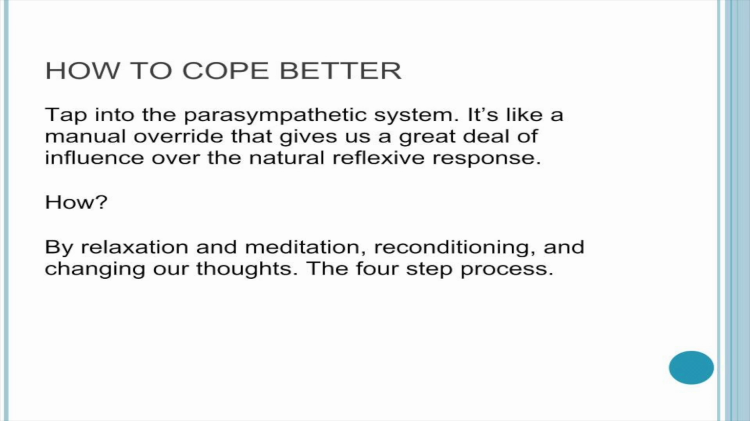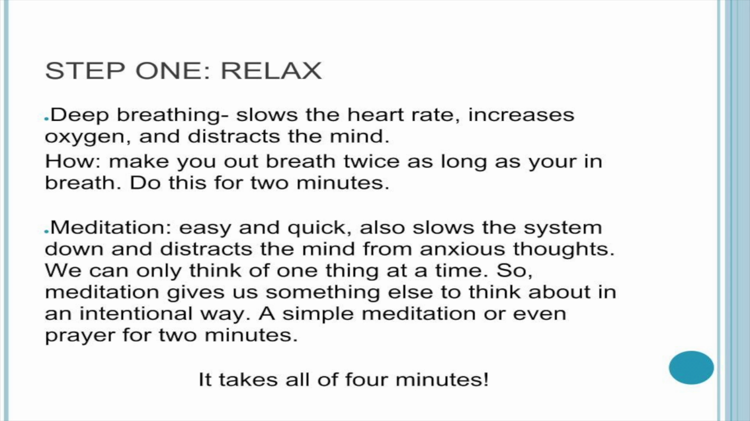Well, definitely we need to tap into that parasympathetic nervous system, that manual override. How? Well, we use relaxation, we use meditation, we recondition things, we learn things in a little different way, and we change our thoughts. So there's 4 steps to this. So step 1, relax. So we do some deep breathing.